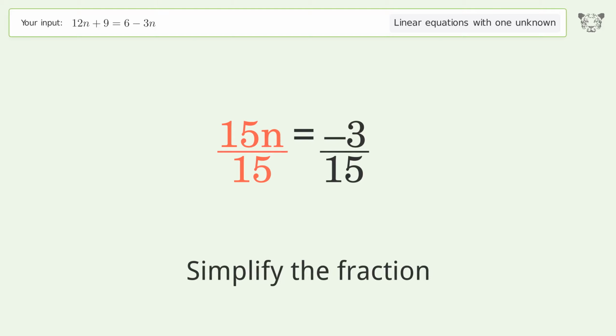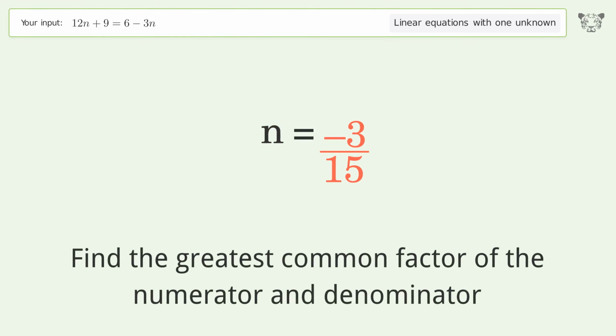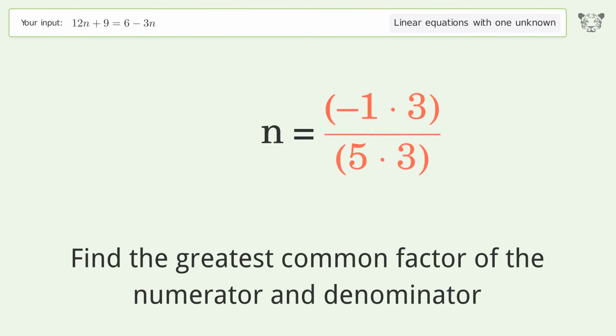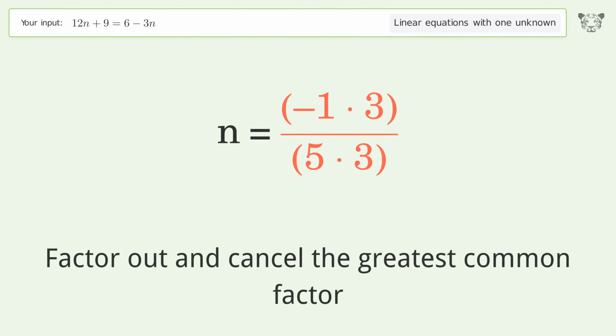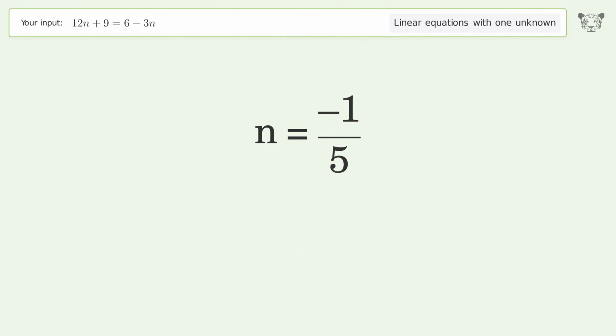Simplify the fraction. Find the greatest common factor of the numerator and denominator. Factor out and cancel the greatest common factor. And so the final result is n equals -1/5.